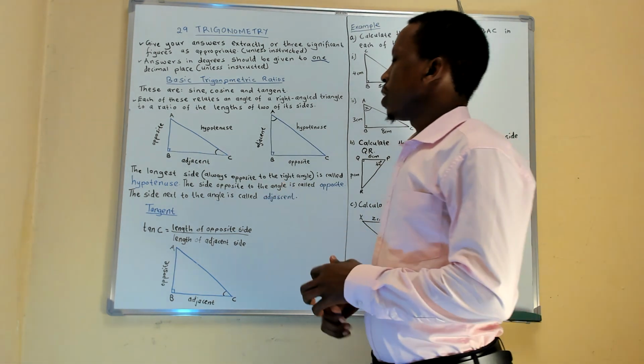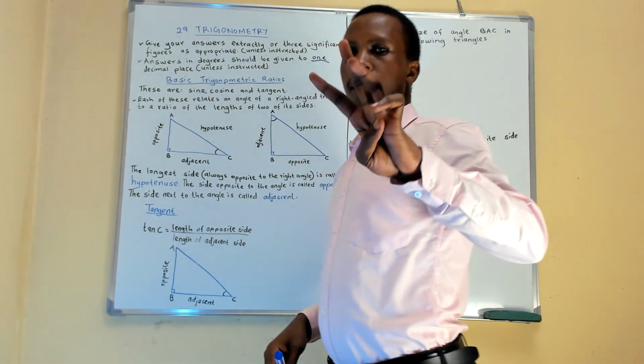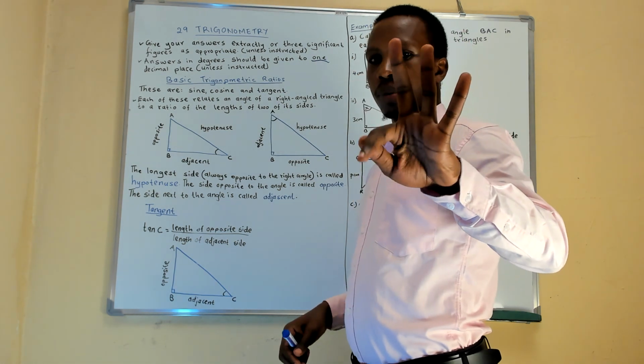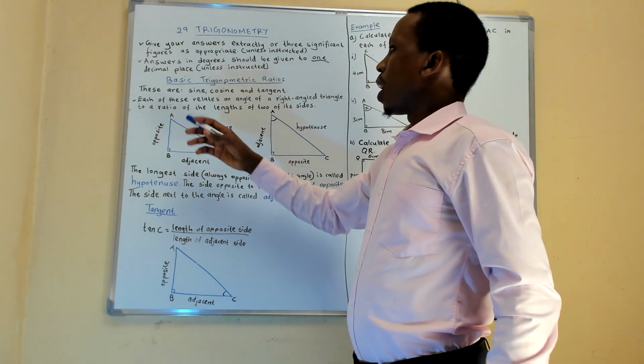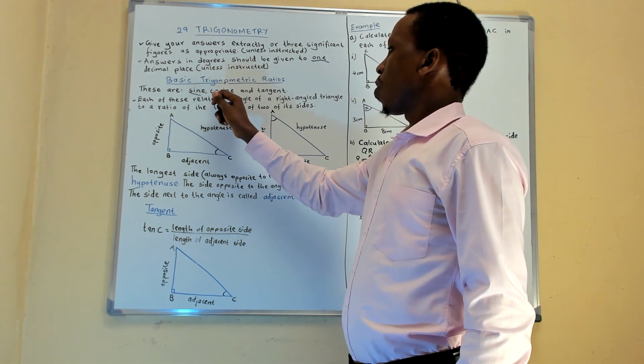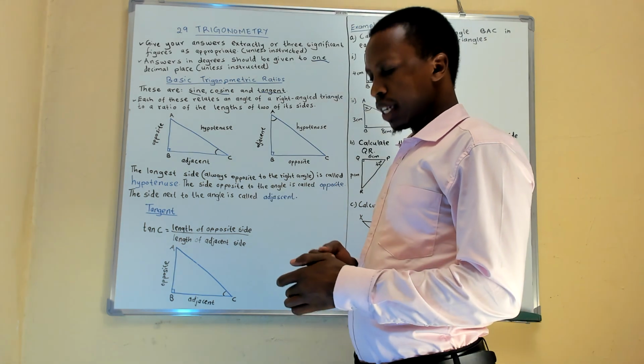And now the basic trigonometric ratios, we only have three basic trigonometric ratios. The first one here is sine, cosine, and tangent.